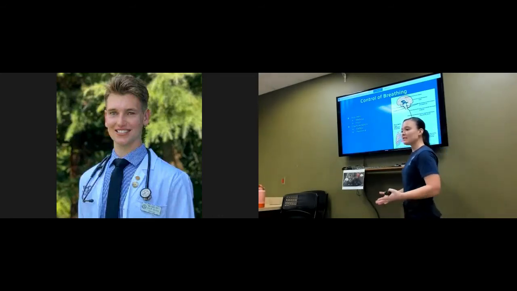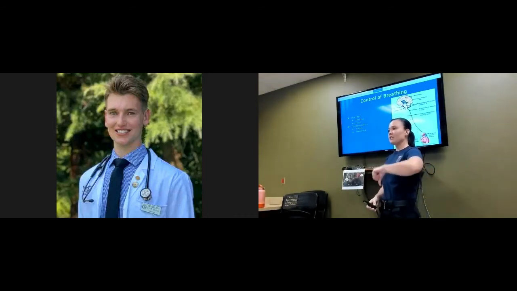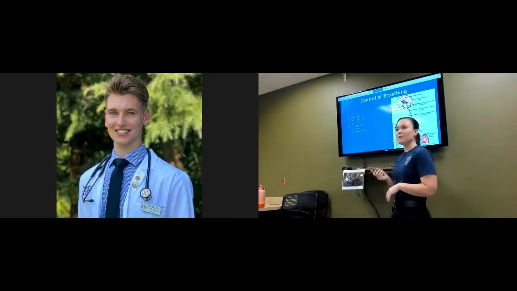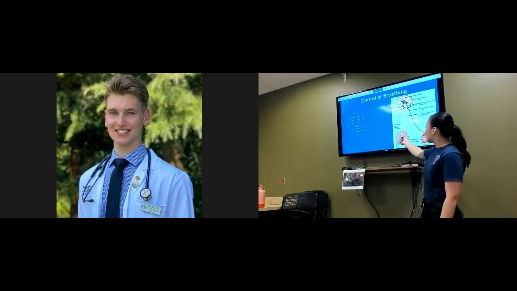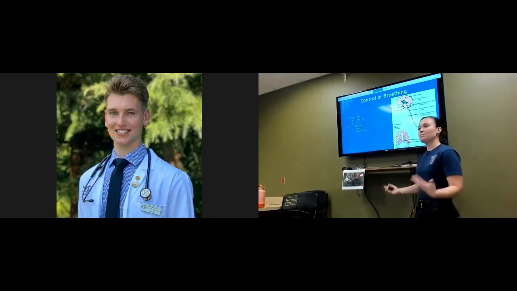So if you have an increase in CO2, your pH is going to go down. These receptors are going to pick up on it, send a signal to your brain saying, whoa, we need to breathe faster and get rid of this CO2 and get more oxygen in. And then that's going to send a signal through the phrenic nerve to your diaphragm to breathe.